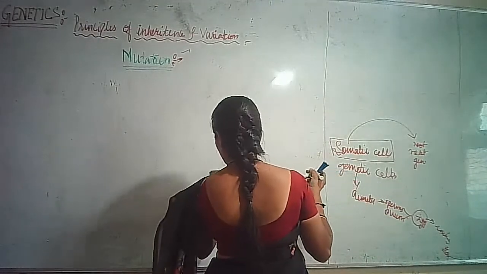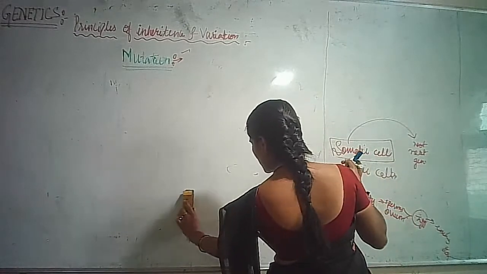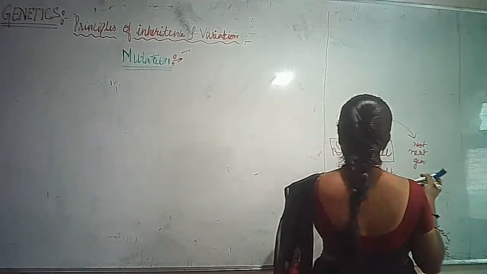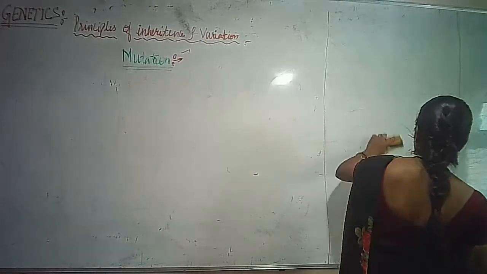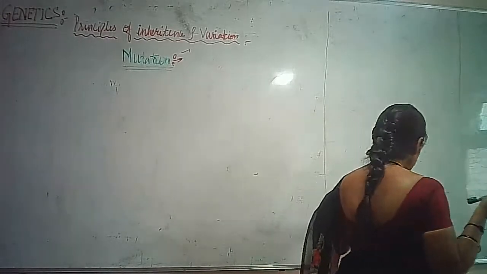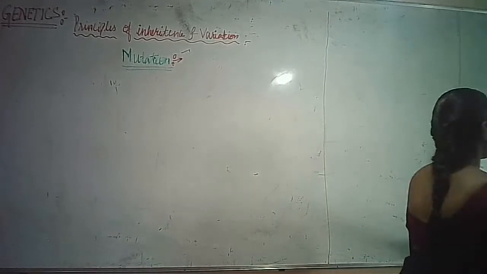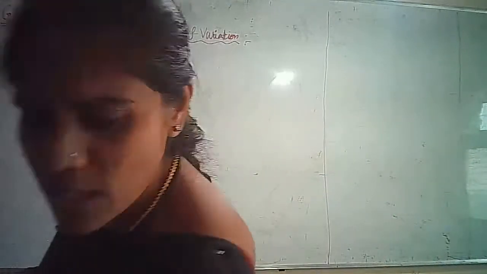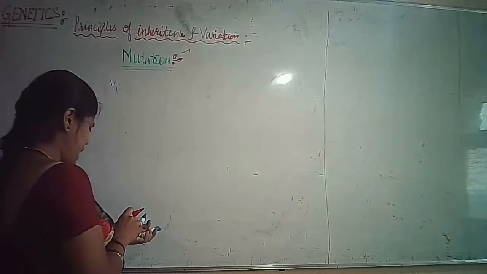Either due to a decrease or an increase, that is the addition of an extra chromosome or the removal of one more chromosome, the normal number of chromosomes will be disturbed. That is called chromosomal mutation or chromosome mutation, isn't it? So we can call it chromosome mutation. I can show you here.